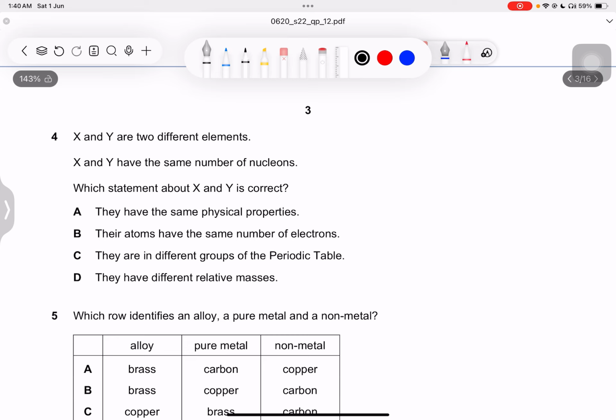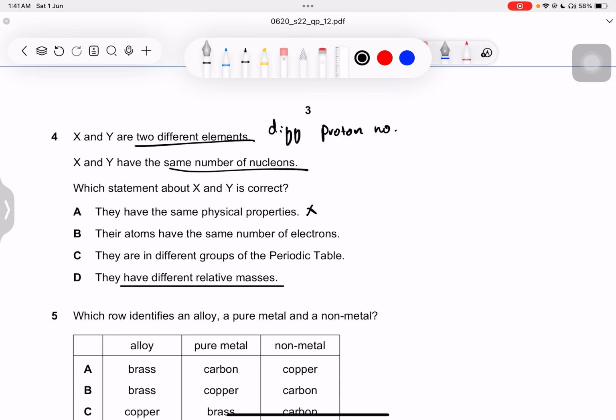Next, X and Y are two different elements. Okay, so they have the same number of nucleons despite being two different elements. So if there are two different elements, it means they have different proton numbers, so different number of electrons, different number of protons. Do they have the same physical properties? No, we don't have any evidence to suggest that. And they have different proton numbers, so they should be in different groups. This is wrong.